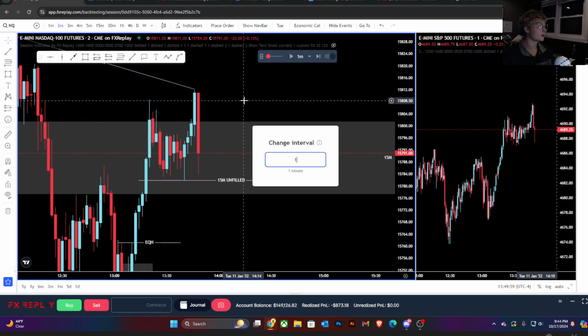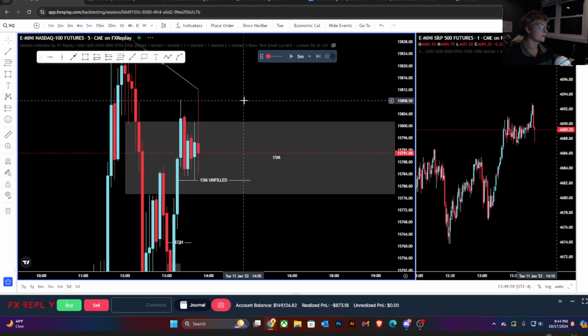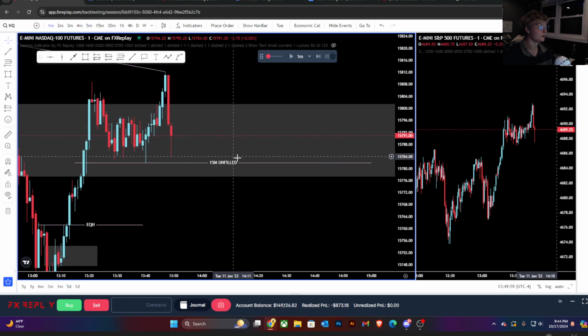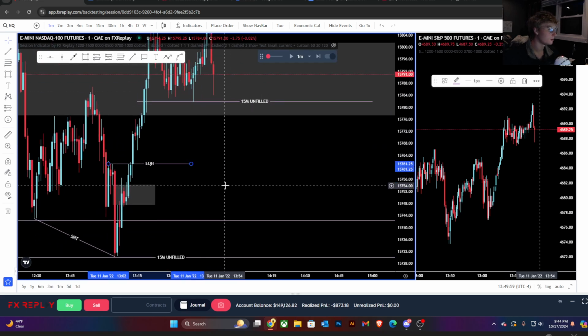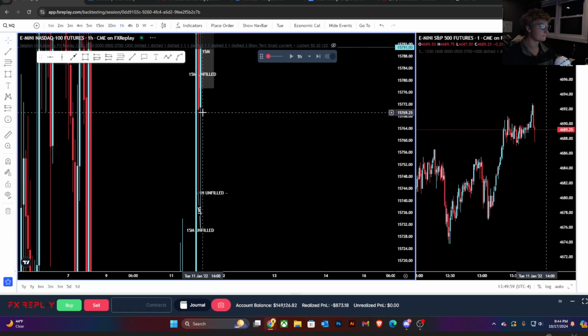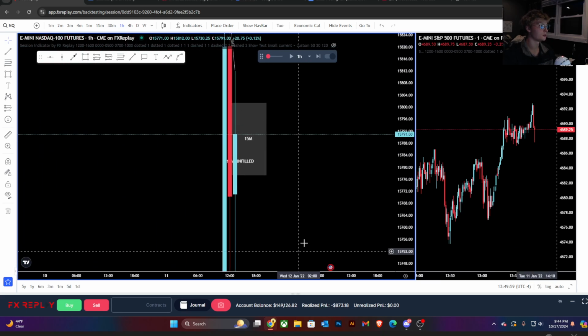Let's see if this is the highest time frame inversion here. Which it is. SMT, sweep this high. 15 minute unfilled below. Do we have another target below? Not really.